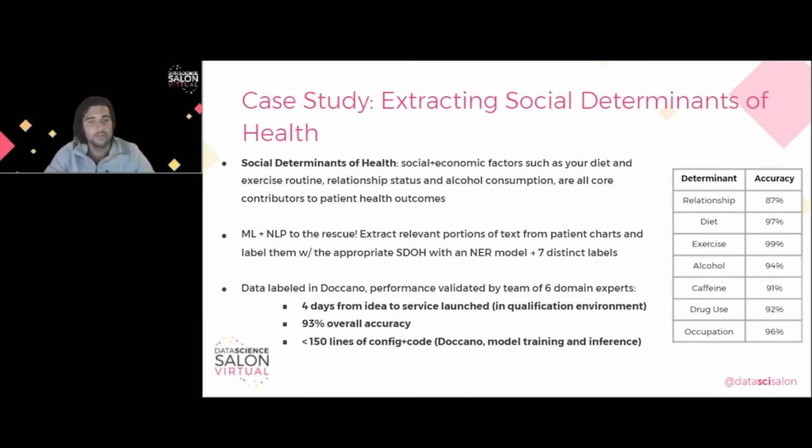This is a typical named entity recognition problem, and we use an LSTM-CRF model to tackle this. 7 different determinants were selected for this project. We have relationship status, diet, exercise, alcohol, caffeine, drug use, and occupation. Just a few numbers here highlighting the work required to build out this model. So in total, for creating the text labeling projects in Doccano, it took 20 lines of JSON config, no Python code or anything like that.